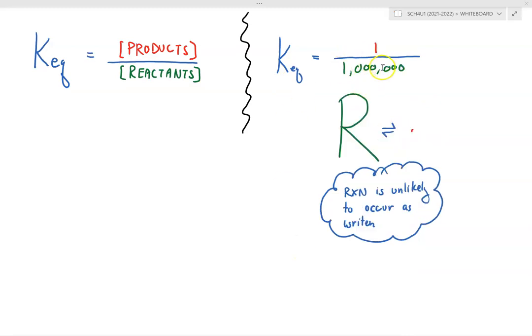As you can imagine, an extremely small KEQ value means that you have a huge reactant concentration in comparison to the product concentration, and so going forward is very unlikely to occur, and so the reaction is unlikely to proceed as written. So as far as you're concerned, this reaction will not proceed in the forward direction.